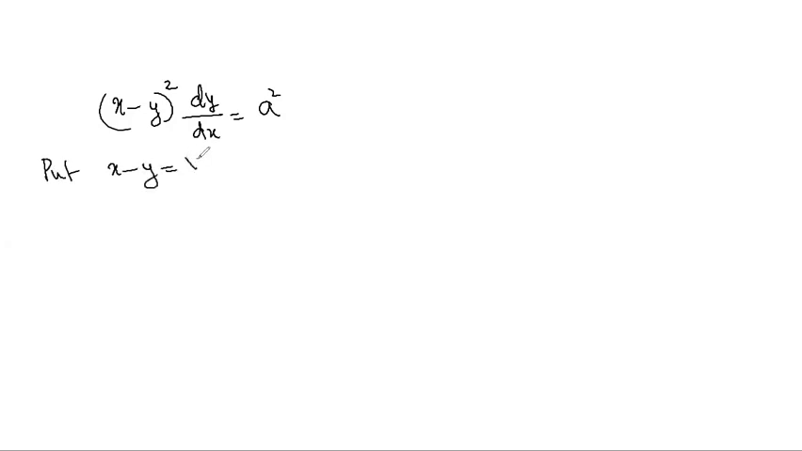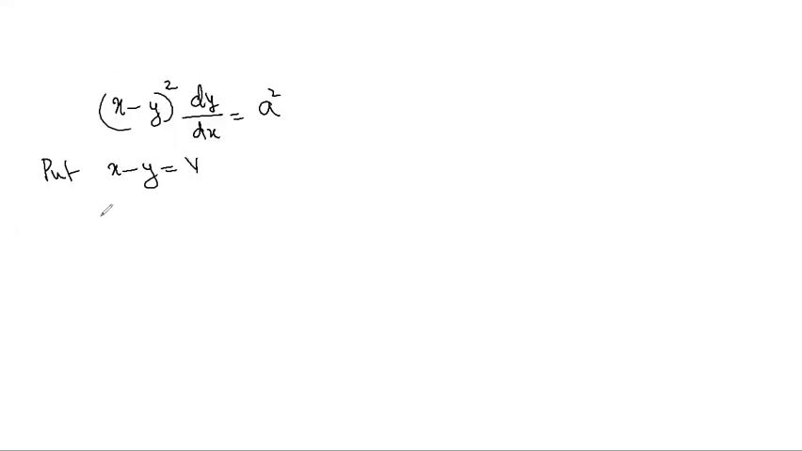I am going to mute after writing the question. (x minus y) the whole square into dy by dx equals a square. Remember, a is a constant. Only x and y are the variables. So we put x minus y as v. The base has got x and y. There is a power, so the base will be put as v.